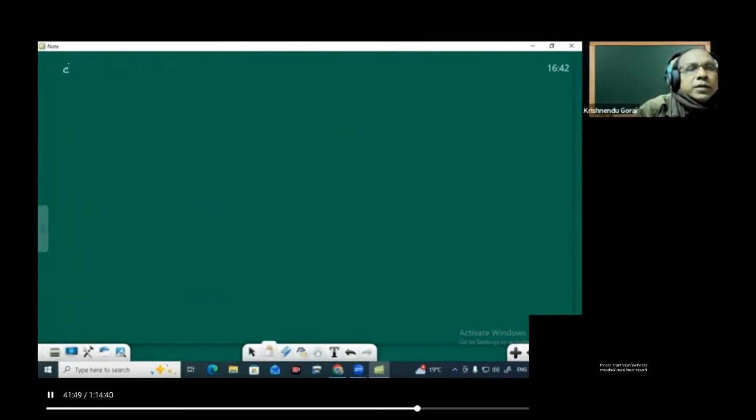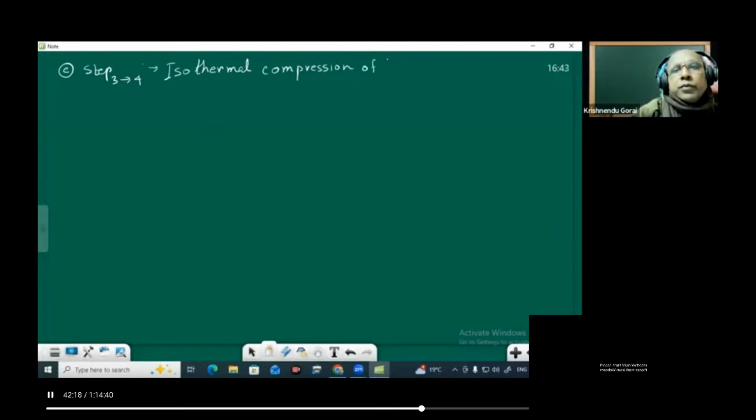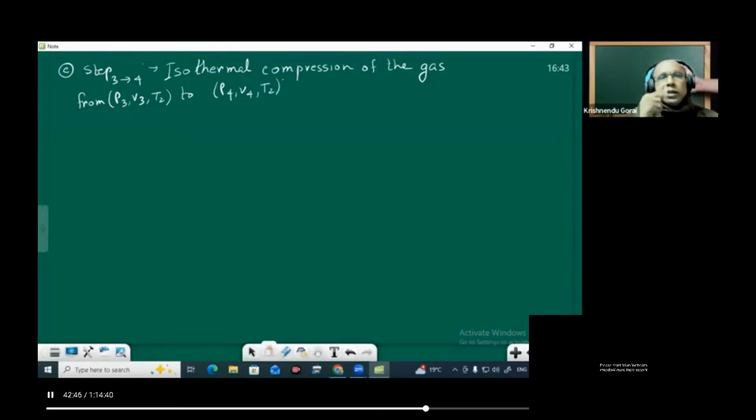Now C is step 3 to 4. In this step, you'll find isothermal compression of the gas from P3, V3, T2 to P4, V4, T2, right? Now to find the third, that is 3 to 4.